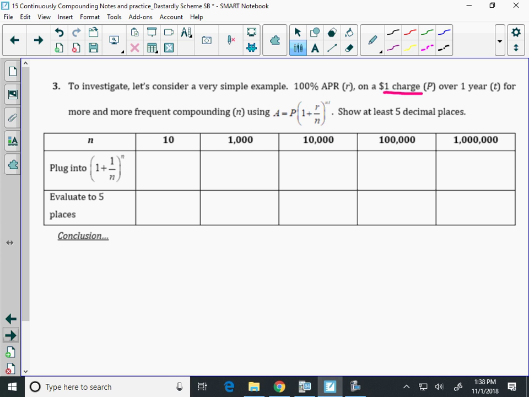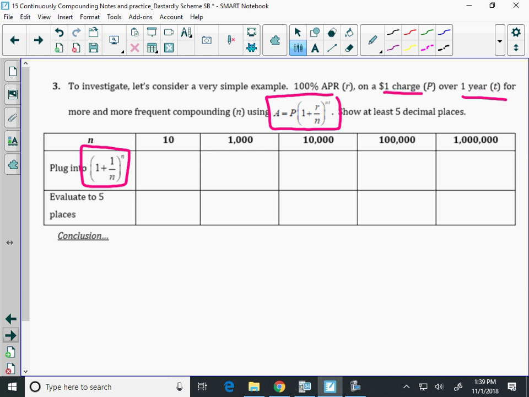Use your credit card for a $1 charge. You have 100% interest, and you're just doing this for a year. Okay? So we are technically using the formula that we came up with yesterday, the one that talks about the principal, the rate, the number of times you compound. But since we're using ones for everything, I broke it down into this nice, simple version of the formula: 1 plus 1 over n to the n power.